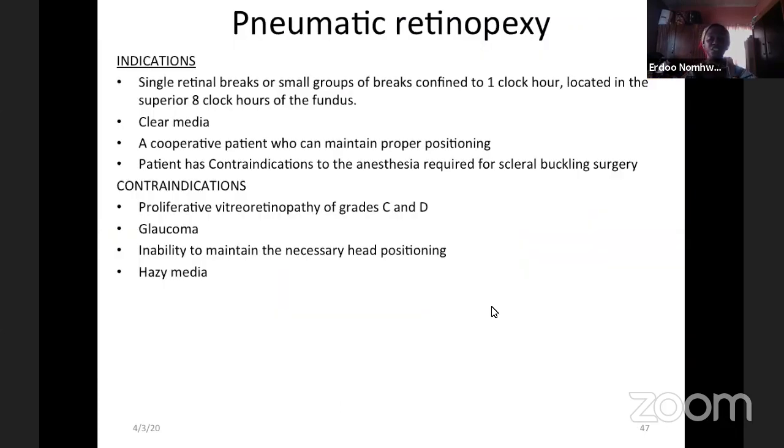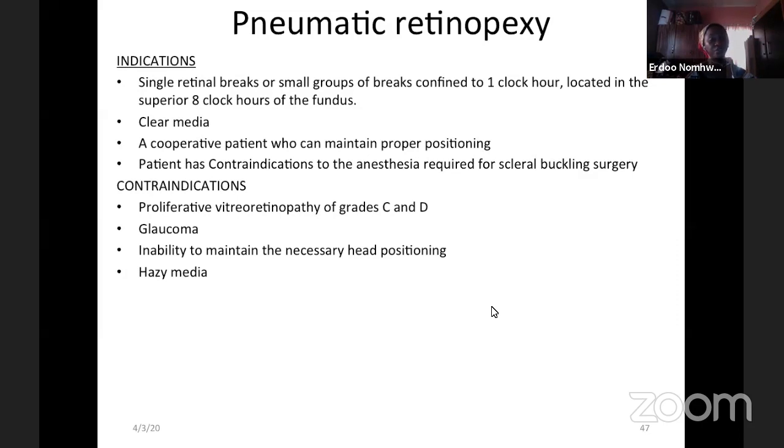Some of the indications of a pneumatic retinopexy: single retinal breaks, or small groups of breaks confined to 1 clock hour located in the superior 8 o'clock hours of the fundus. If there's a clear media, you can do pneumatic retinopexy. If you have a patient who will maintain proper positioning, or if there's any contraindication to general anesthesia for scleral buckling, you can offer pneumatic retinopexy.